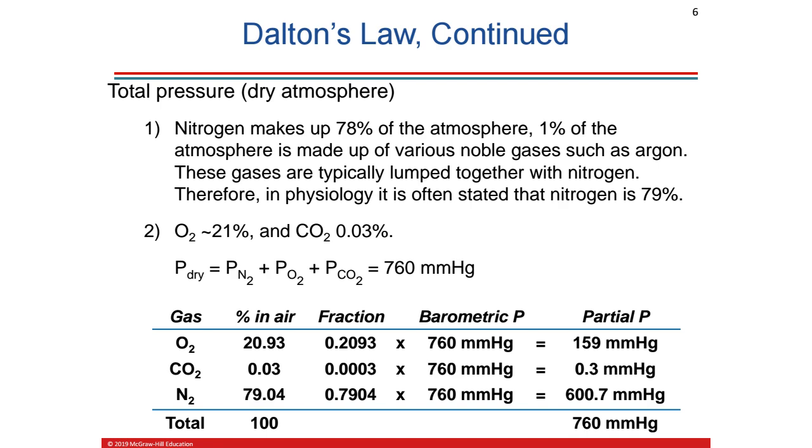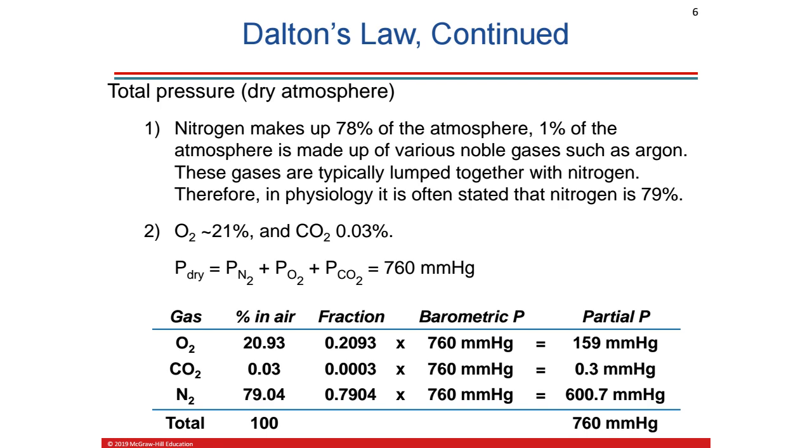In addition to oxygen, our atmosphere is made up of nitrogen and CO2. Nitrogen makes up 78% of the atmosphere. There's another 1% of the atmosphere that's made up of noble gases such as argon. These gases, however, are typically lumped together with nitrogen. So noble gases are inert. Nitrogen at standard pressures that our body experiences is also inert. So we often just lump them together, and we state that nitrogen is 79%, even though that's technically incorrect. Oxygen is 21%, and CO2 is about 0.03%.